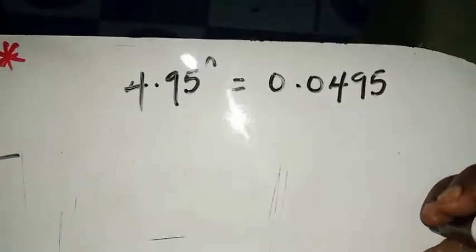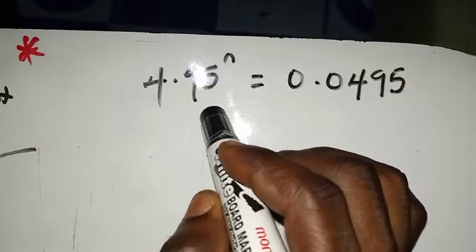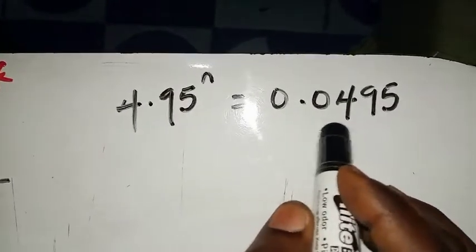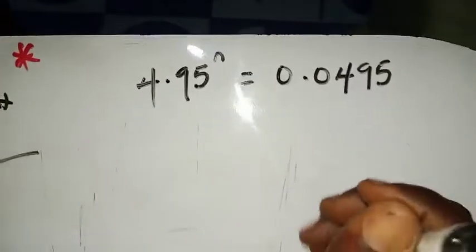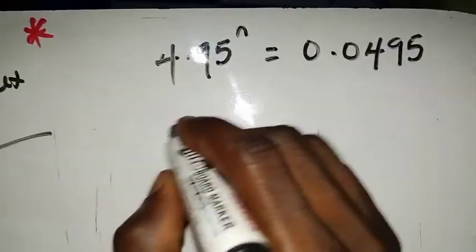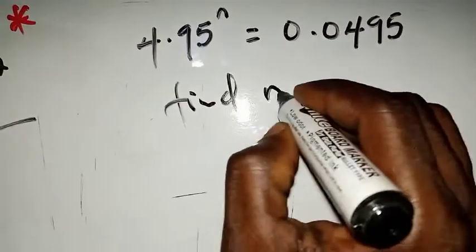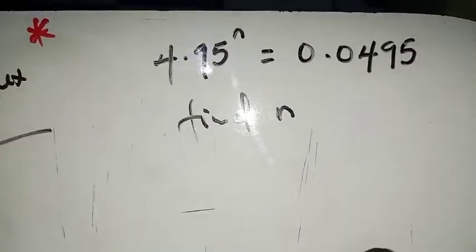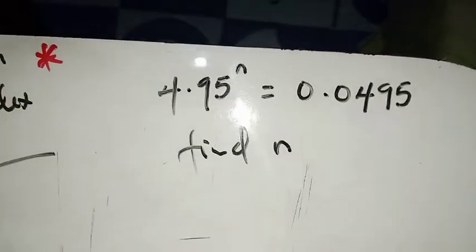So the next question says that we have 4.95 times 10 exponent n, and everything is going to be equal to 0.0495, right? So this is what we want to find: the value of n. Now the key here is that we are going to use the idea of standard form.